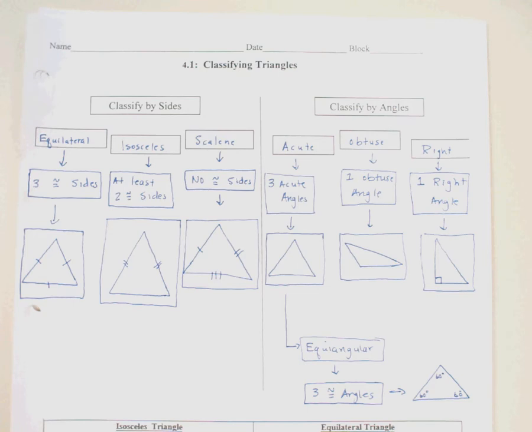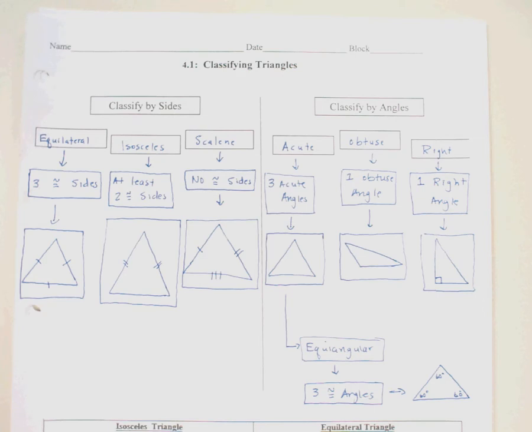We can also classify triangles by angles. An acute triangle has 3 acute angles. A special type of acute triangle is called an equiangular triangle. An equiangular triangle is a triangle with 3 congruent angles, all of which are 60 degrees. Since all of those degree measures are less than 90, this also represents an acute triangle. An obtuse triangle has 1 obtuse angle, and a right triangle has 1 right angle.